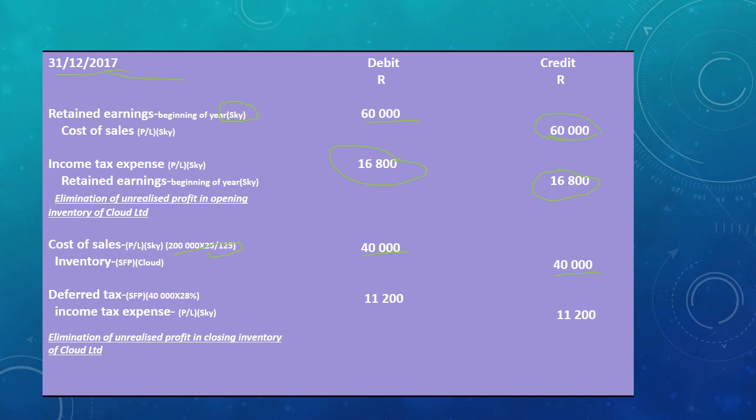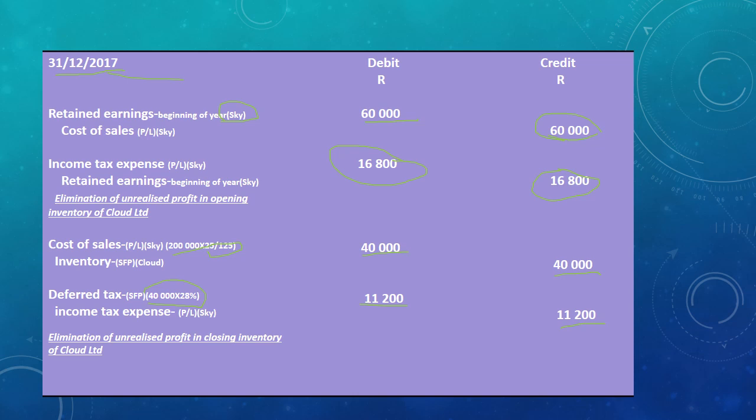Just like in the previous example, even though there was an unrealized profit here, it is still subject to tax implications. So the 40,000, which was our unrealized profit in this case, is going to be taxed at 28%. This is the 28% here on the deferred tax, which gives us an amount of 11,200. We're going to debit that to our deferred taxes and then credit that to our income tax expense in the books of Sky Ltd. Sky Ltd is the one that has to pay the income tax expense, since they are the ones who sold the inventory to the parent.